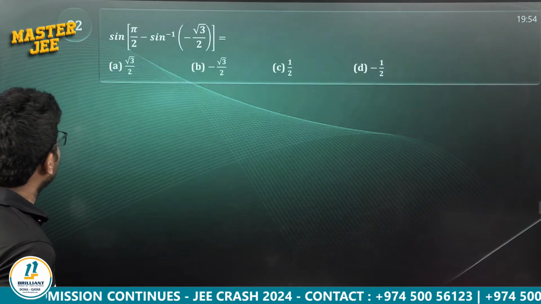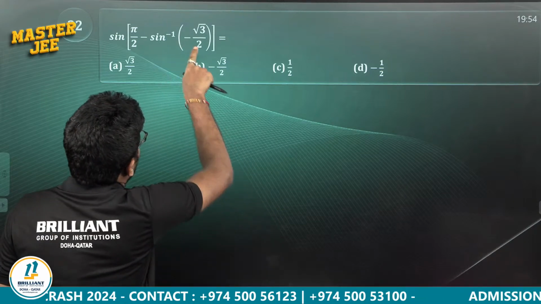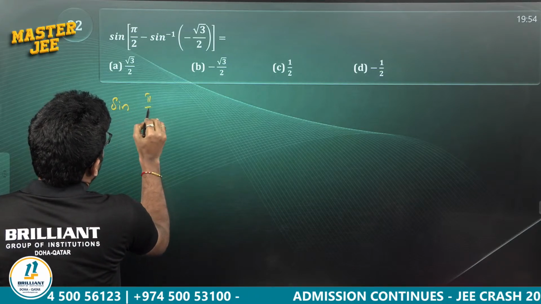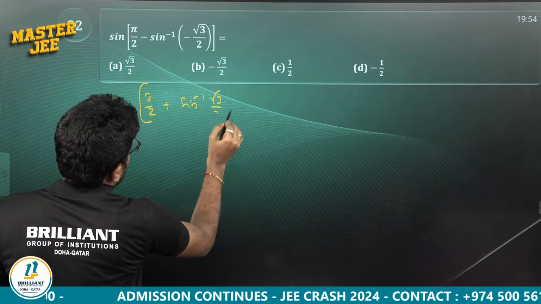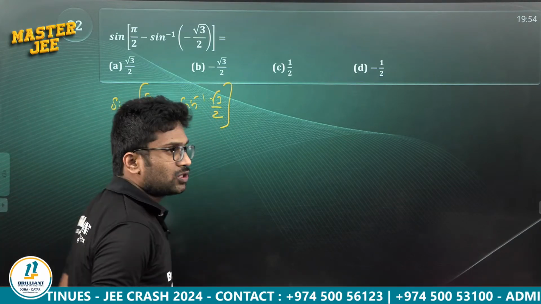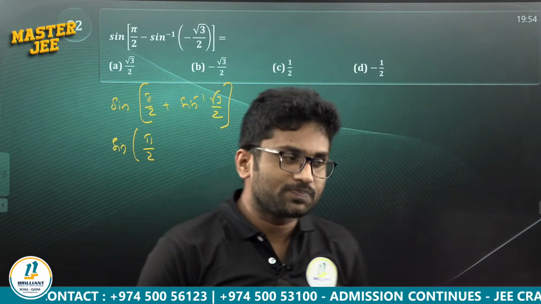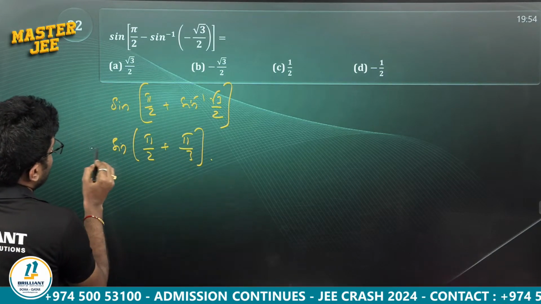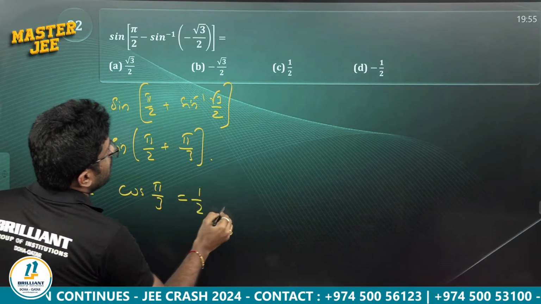We'll go with the next question. Simple questions only guys. In today's session already we have seen sin inverse of minus x can be written as minus sin inverse x. So this can be written as plus sin inverse of root 3 by 2. This is the first step. Next, sin of pi by 2 plus what is sin inverse of root 3 by 2? When do we get root 3 by 2? For sin pi by 3. So sin of pi by 2 plus pi by 3. Next, sin 90 plus theta, which is equals to cos pi by 3, which is equals to 1 by 2. That's it, option C.